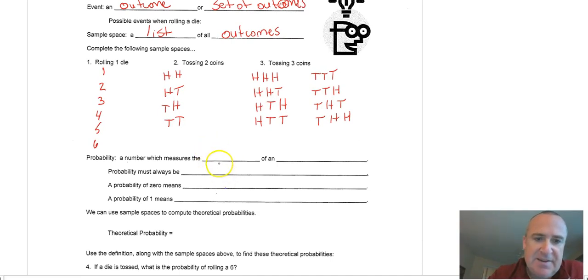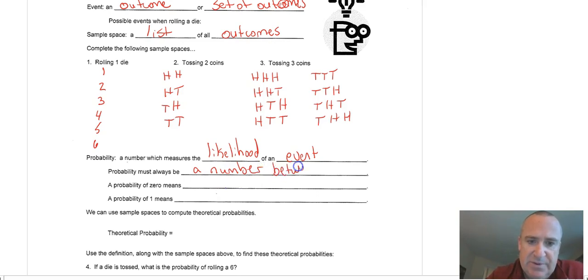Probability is a number which measures the likelihood of an event. How likely is that event to happen? Probability must always be a number between 0 and 1, right? We can't have a negative probability and we can't have a probability of greater than 1. A probability of 0 means it's impossible. It's never going to happen. And a probability of one means it's definitely going to happen. It's certain to occur.